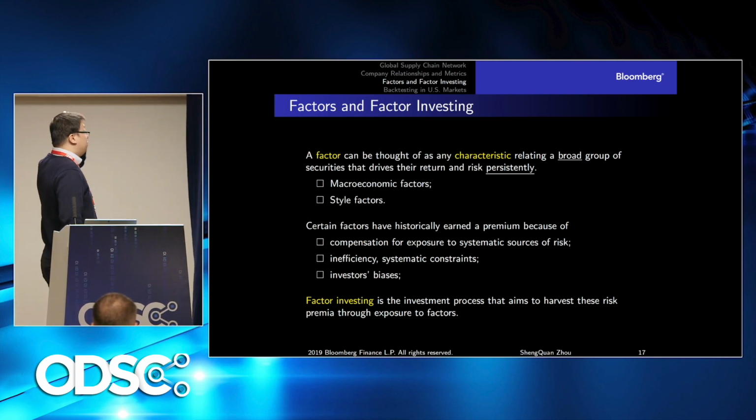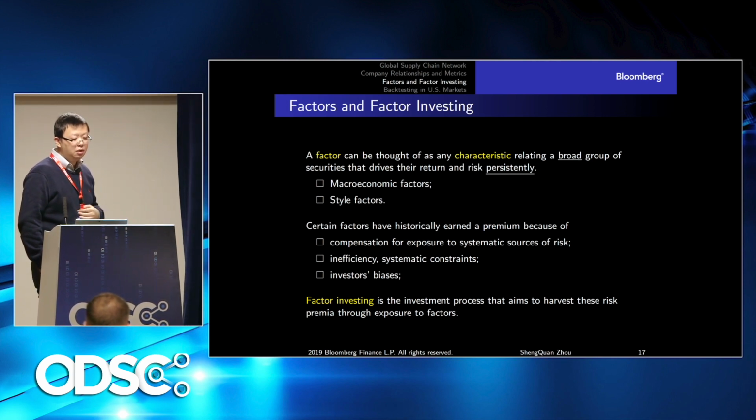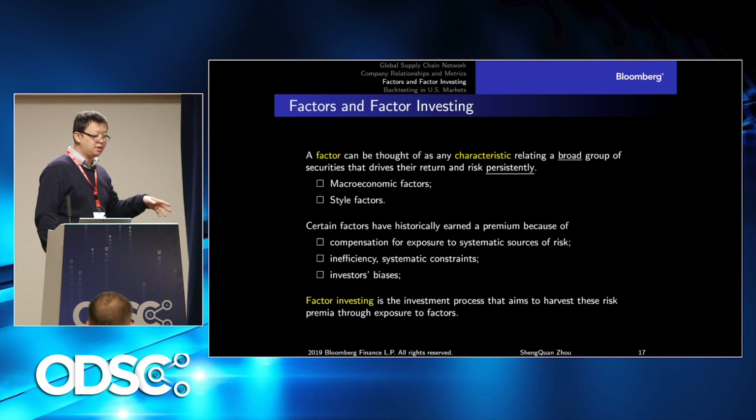There are two kinds of factors. One is called macroeconomic, which applies to all asset classes, for example, interest rates and crude oil. Basically, it affects all the asset classes. Another kind is called style factors, which applies to a particular asset class. In this particular case, we are talking about equities, right?